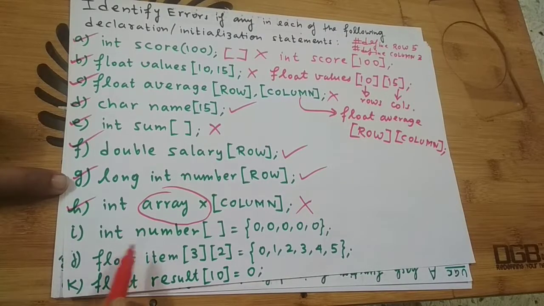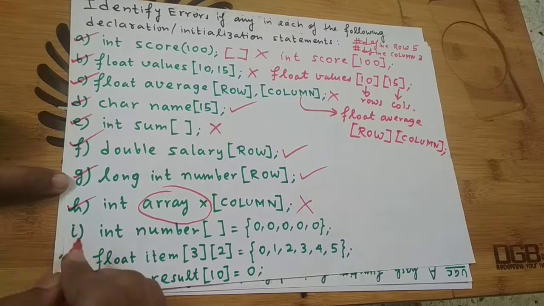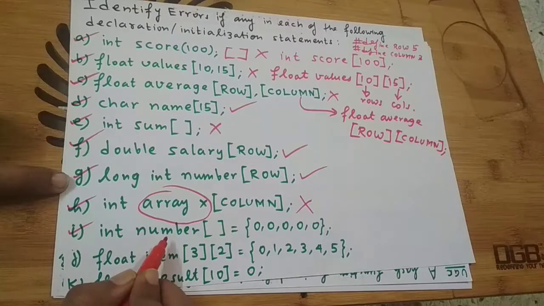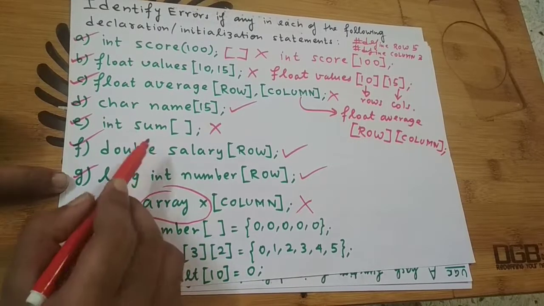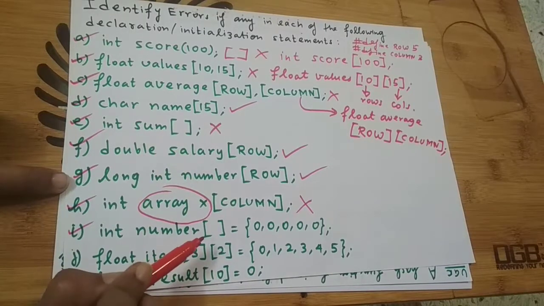Now let's look at this one. See, this is interesting. Now look at number I. A valid built-in data type, a valid identifier. Now the box brackets which denote that number is an array happen to be empty. What did I say just now? That I cannot leave the box brackets empty, but this is an exception.